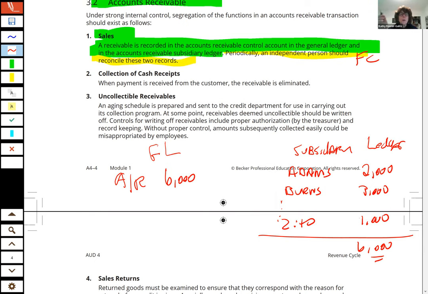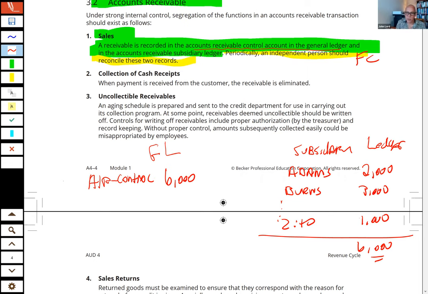So then where is the accounts receivable control account? What is that? Oh, yeah, that's what they mean. It says accounts receivable control account. I don't care what it says. I'm telling you, the accounts receivable control is the general ledger. The general ledger. Got it. Sorry, I thought it was like a separate account. I was getting confused. No, the accounts receivable control account is in the general ledger.